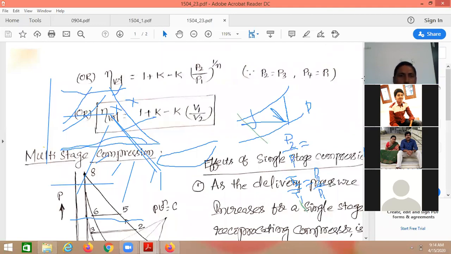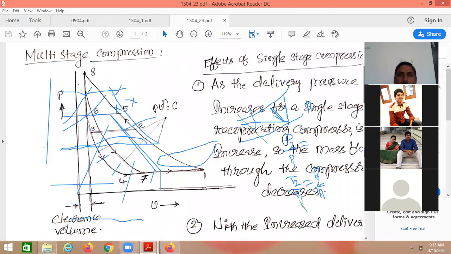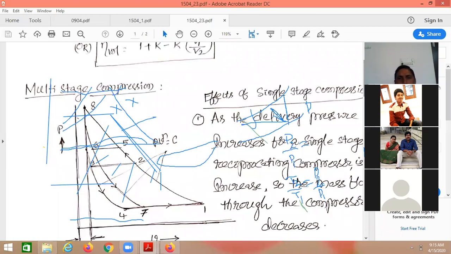Next, when you go for multi-stage compression, what is the need of going for multi-stage? As of now, what we have discussed is totally with regard to single stage compression. Single stage means the entire compression process happens in one stage only. So what is the need of going for multi-stage compression when single stage compression is possible? That is what we are now discussing.